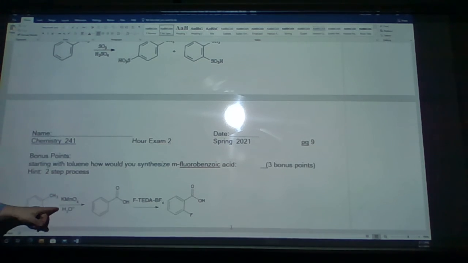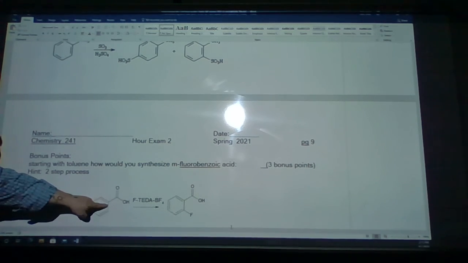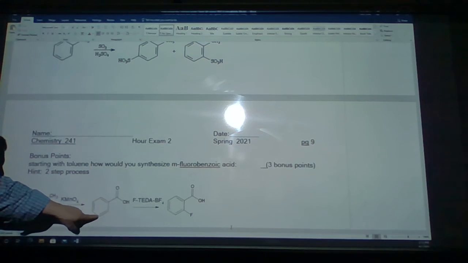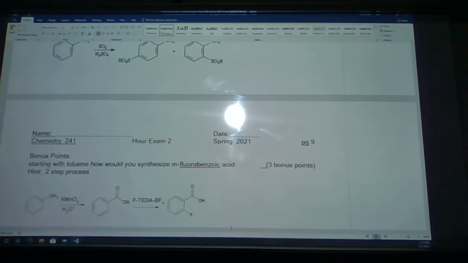We do that by oxidizing this methyl up to the corresponding benzoic acid. This carboxylic acid group is a meta director. So you use the fluoro reagent, the fluorine source with BF4, which adds the fluorine to the aromatic ring, but adds it in a meta position as your benzoic acid group is a meta director. So you end up with fluorine either here or here. Doesn't matter. Each one is identical.